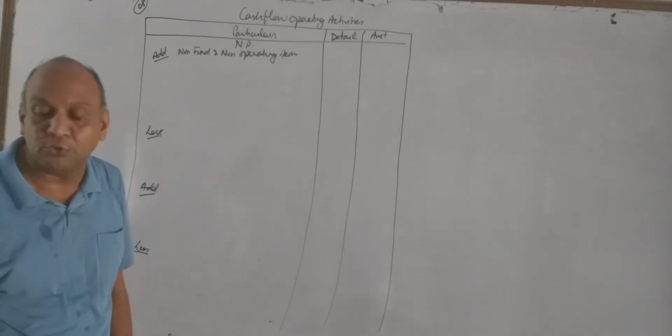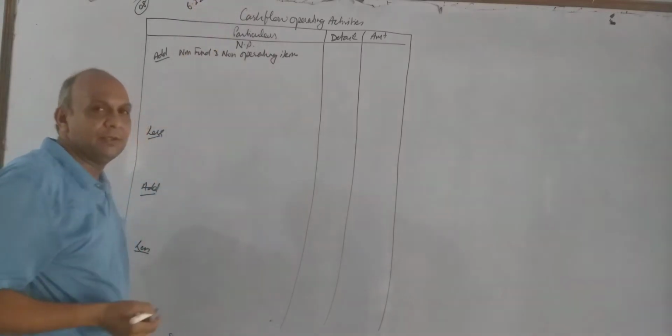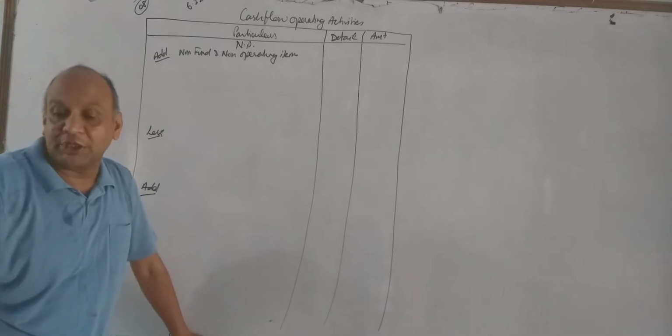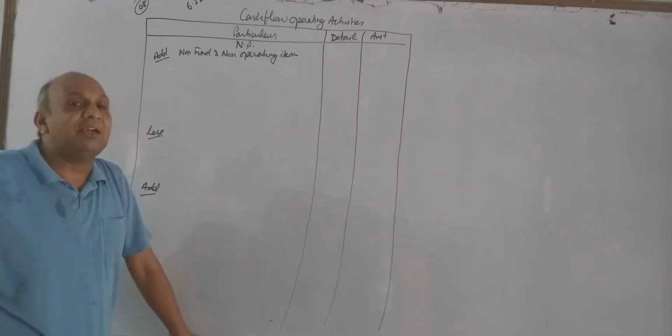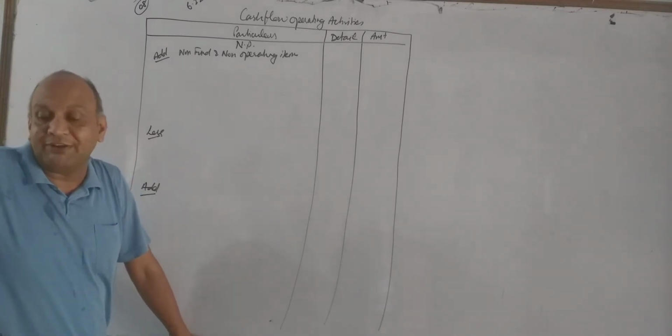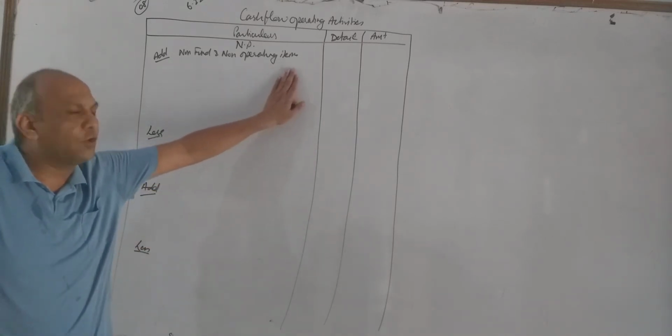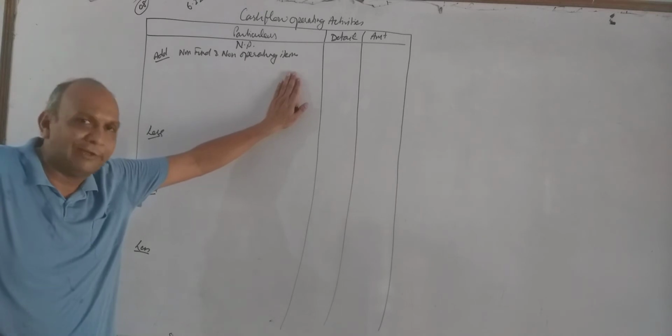Illustration 8, in my book it is page number 6.22. In your books the page may be different. So here we have given statement of profit and loss. We will start our numerical with the first item, revenue from operation 12 lakh. So we are doing indirect method. Revenue from operation is not required here at all, so leave it.